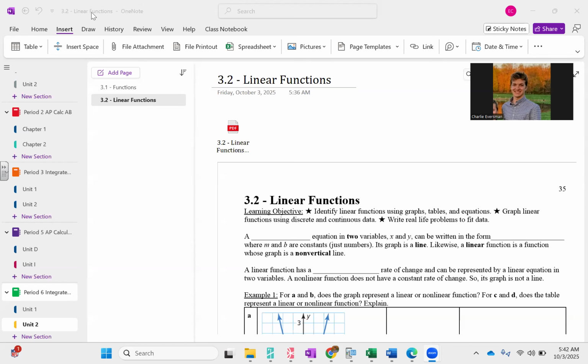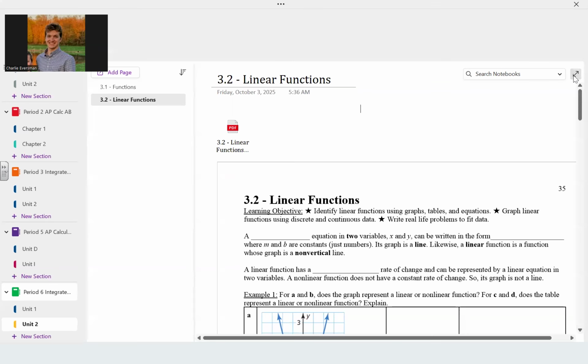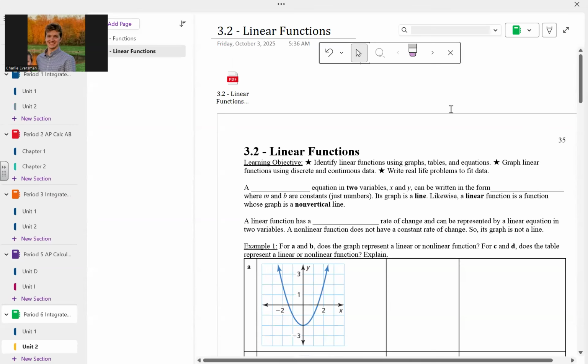Okay. Good morning. We've got section 3.2 as today's lesson. It is on linear functions.